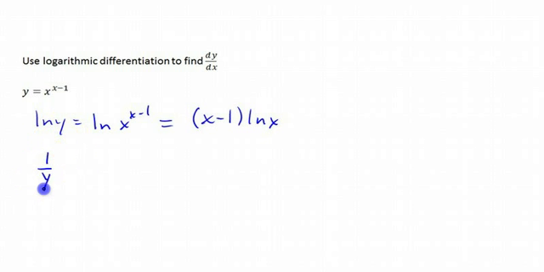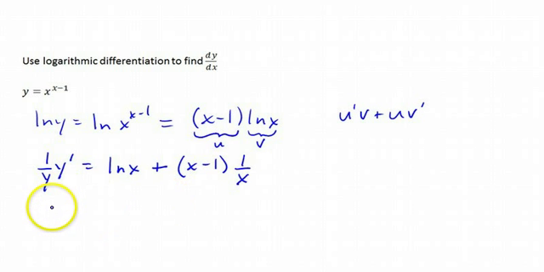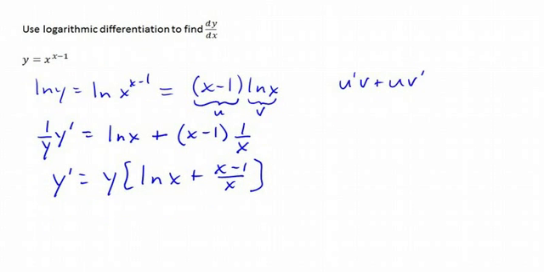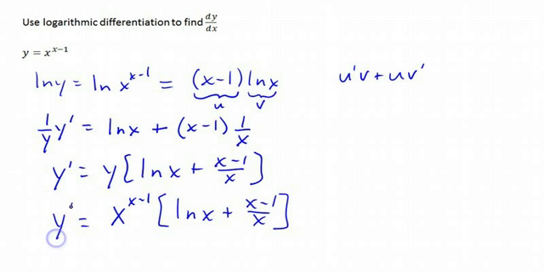Okay, now we're going to do implicit differentiation. So the derivative of the natural log of y is 1 over y times y prime. And over here I have to do the product rule. There's u and there's v. Remember that it's u prime v plus u v prime. So the derivative of x minus 1 is 1 times v, which is the natural log of x, plus u times v prime. Okay, and then solving for y prime, I get y times all of this. And y is our original function here. So we'll put that in our final answer. And that's called logarithmic differentiation.